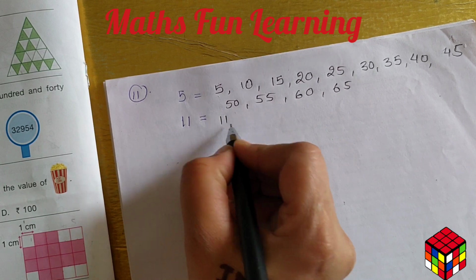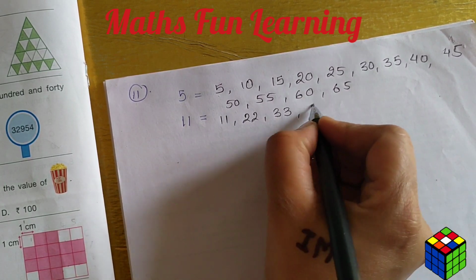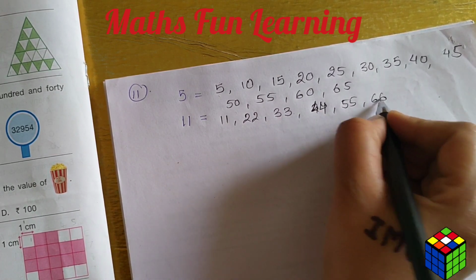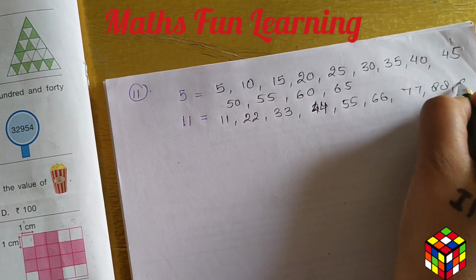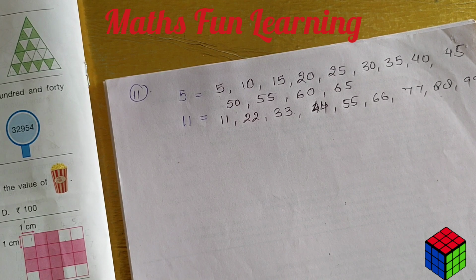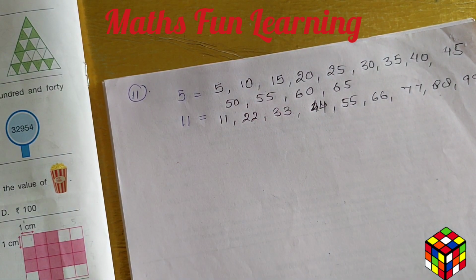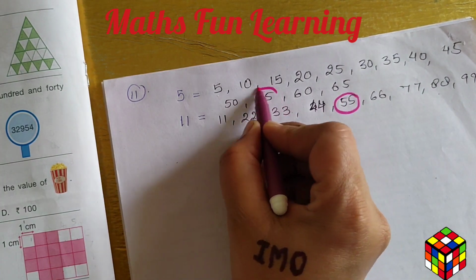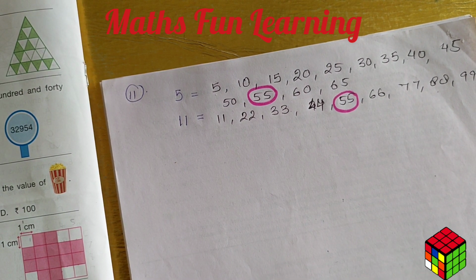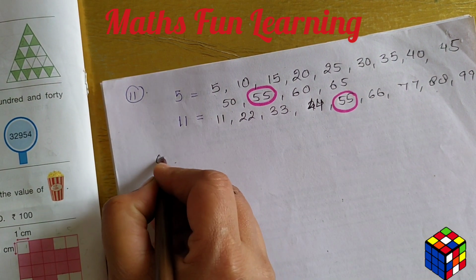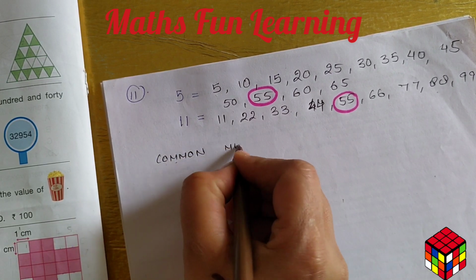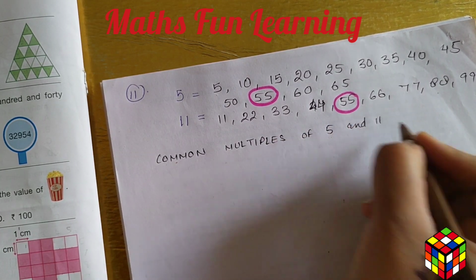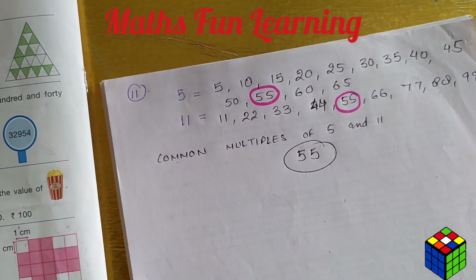11 times 1 is 11. Then 22, 33, 44, 55, 66, 77, 88, 99 and so on. Now check which number is common in both the multiples. I saw there is 55 in both the tables. Yes. So what is the common multiple in both the tables? The common multiple of 5 and 11 is 55.